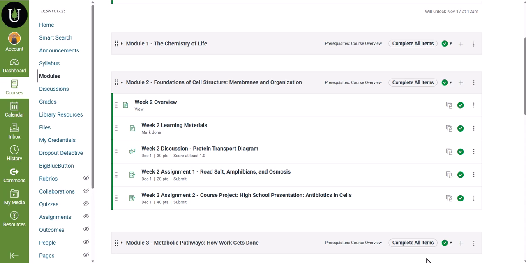Let's look at what we're doing this week in week 2. We're in module 2 and we're looking at the foundations of cell structure. We're looking at membranes and organization. We're trying to look at how the cell is organized, how it moves material within the cell.